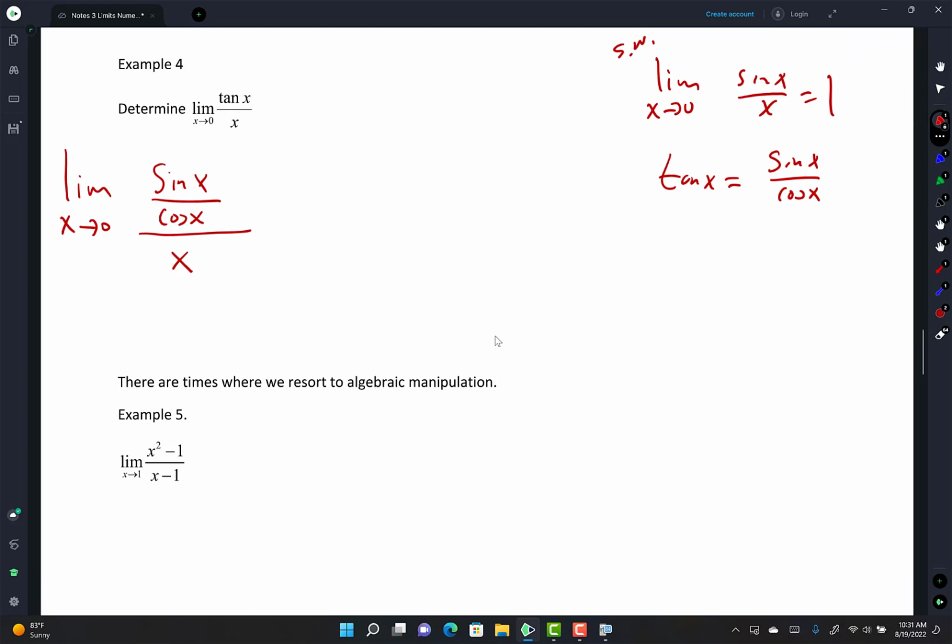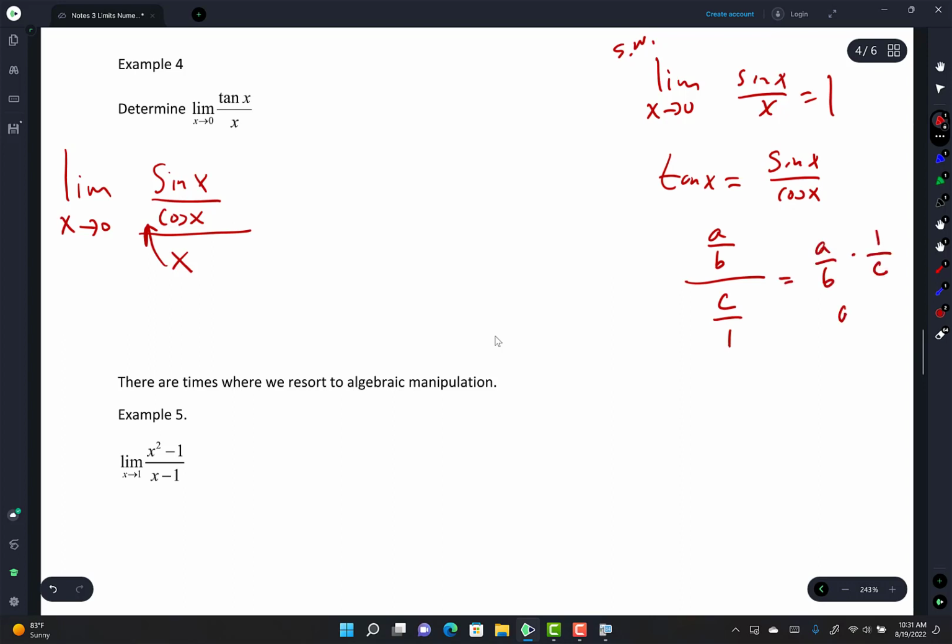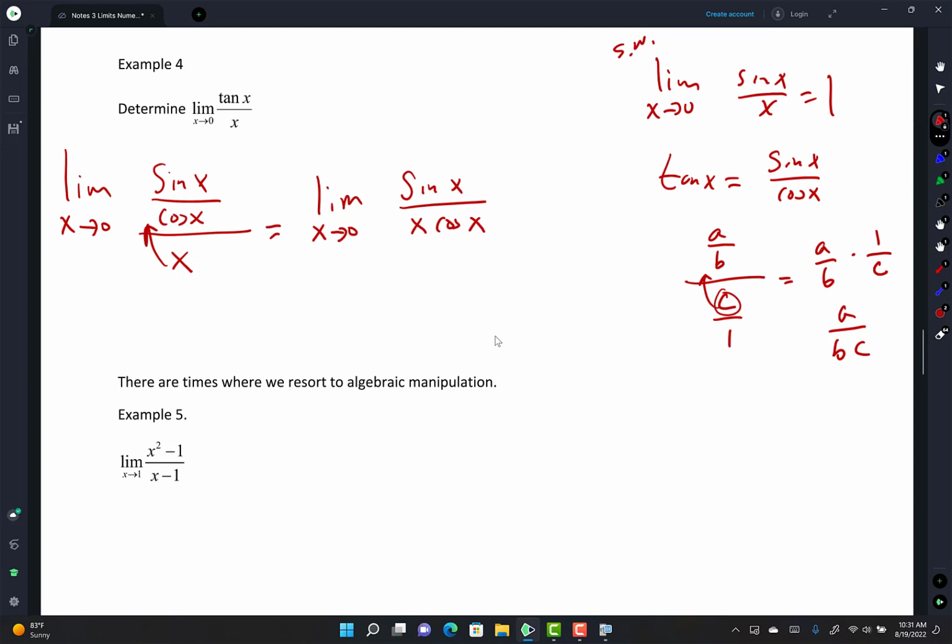All right. I can either do the keep, change, flip, or I can move that x right next to that cosine, however it works in your brain. Let's do another side note. a over b is a fraction, and I'm dividing by c. So that c is like c over 1. Keep, change, flip: a over b times 1 over c. Notice that I have a over bc. So all I could have done is put that right next to that b there. So I can rewrite this, and I have not simplified the limit, so I have to keep writing the word limit. Limit as x approaches 0 of sine x over x cosine x. Am I still okay? Okay. This is just like chemistry.